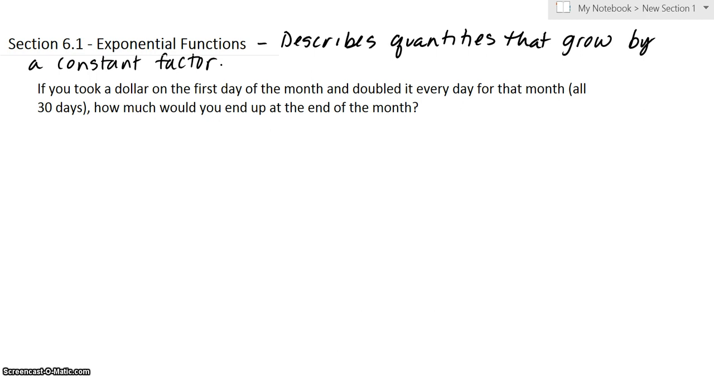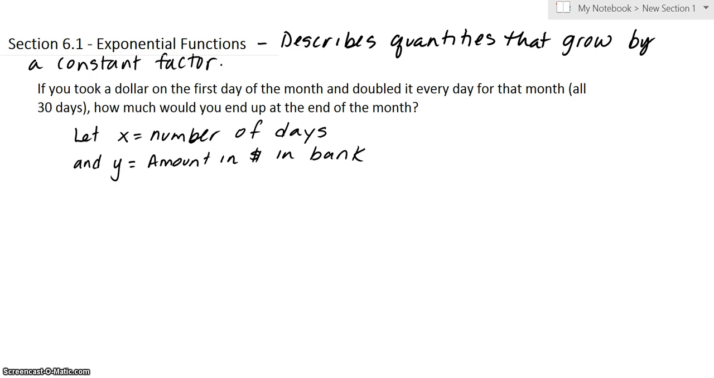If you took $1 on the first day of the month and doubled it every day for that month, all 30 days, how much would you end up with at the end of the month? So I'm going to start with defining some variables. I'm going to let x be the number of days, up to 30, and let y be the amount in dollars in the bank. And let's just make a chart to see what happens. So on day 0, we're going to start with $1.